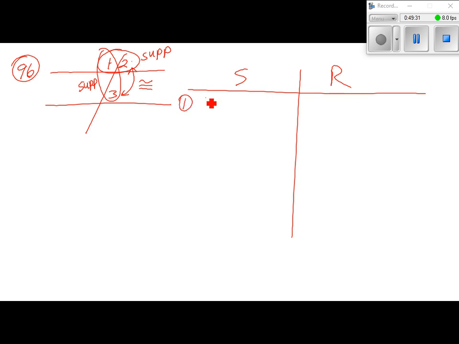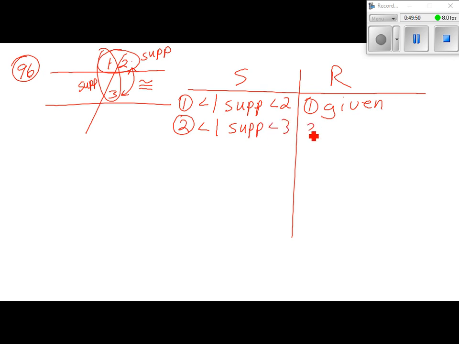Number 1, and I'm going to write this a little different than what they write it just to shorten it up. Angle 1 sup to angle 2. How do we know that? It was given to us. And number 2, angle 1 is supplementary to angle 3. That was also given to us. So now what we have, if angle 1 and angle 2 add up to 180, angle 1 and angle 3 add up to 180, then that tells us 2 and 3 have to be the same.